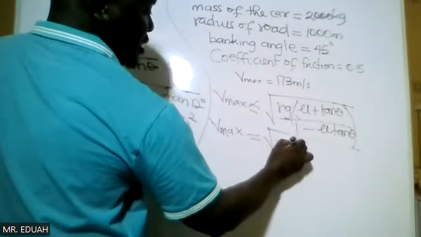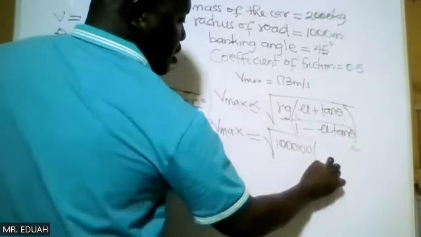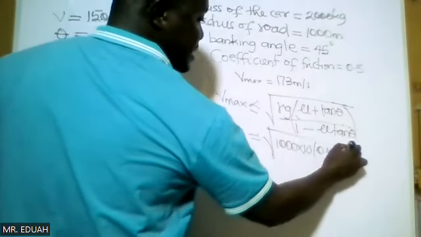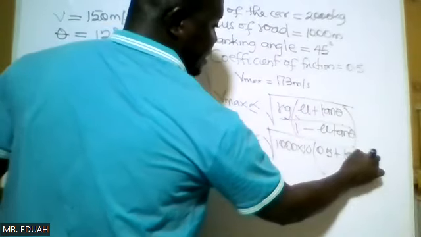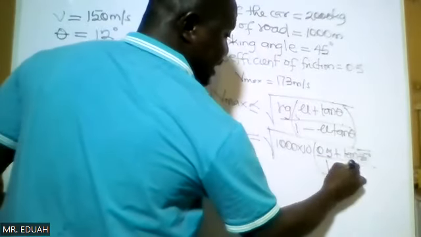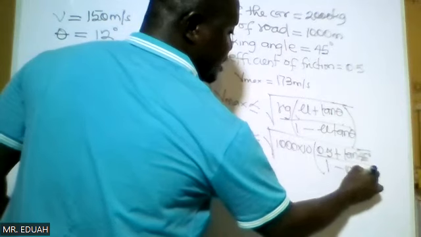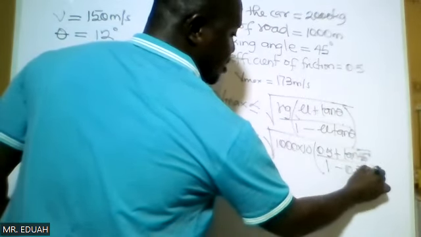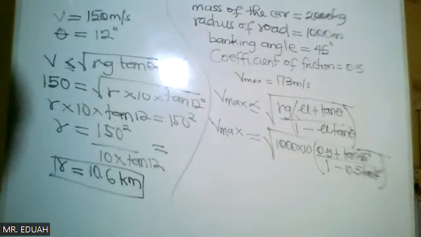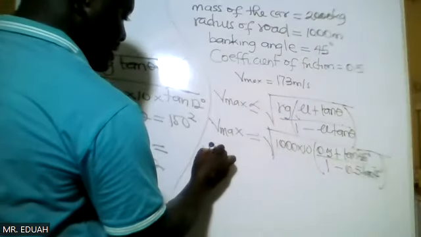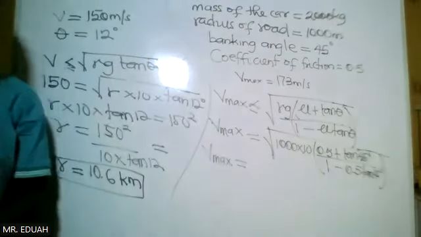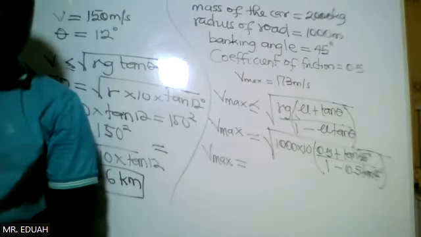1,000, so 1,000 times 10, all times (0.5 plus tan 45), all divided by (1 minus 0.5 times tan 45 degrees) again. So the rest is about calculation. All right, and I think the answer is 173 meter per second.